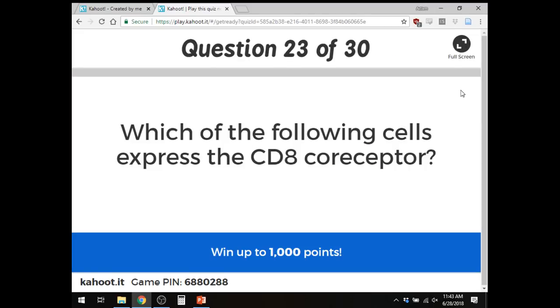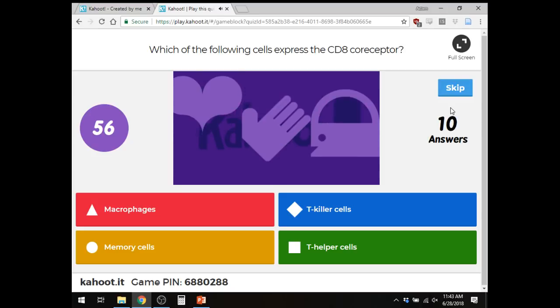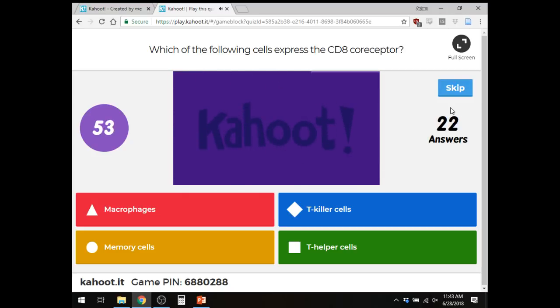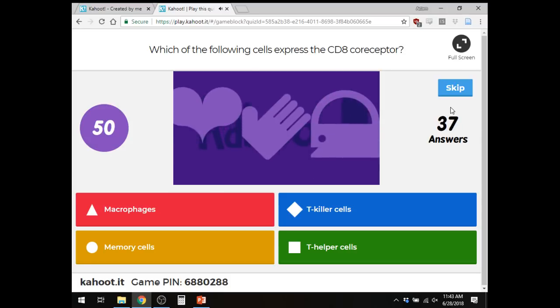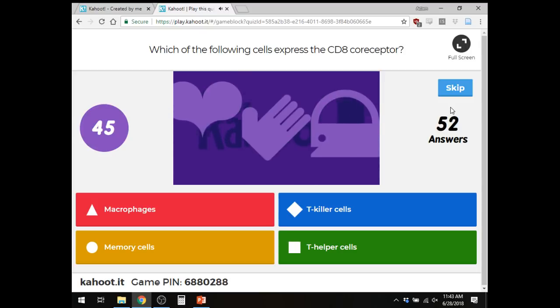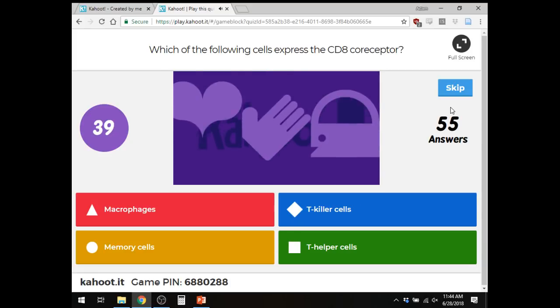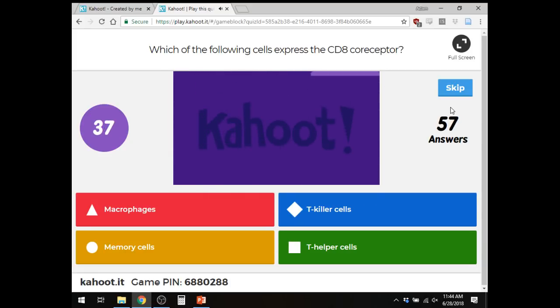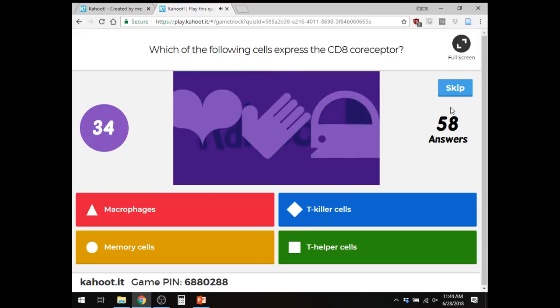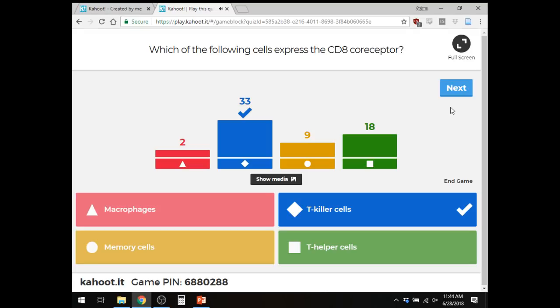All right. Which of the following cells express the CD8 coreceptor? It can be macrophages, memory cells, T helper cells, or T killer cells. It's actually the T killer cells. Yeah, so those express the CD8.